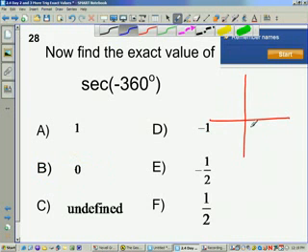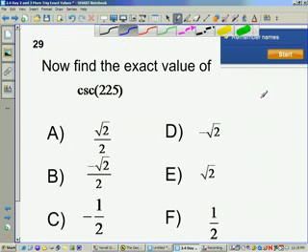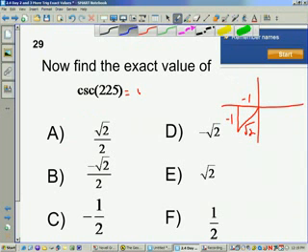Secant of -360. -360 takes it and wraps it all the way around. So let's draw a small reference triangle over here. The opposite side would get closer to 0. That would be 1, 1. Secant is hypotenuse over adjacent. 1 over 1 is 1. Now, here's a cosecant of 225. 225 is down here. If we do -1, -1, root 2, this would be -root 2 over 1, which is -root 2.